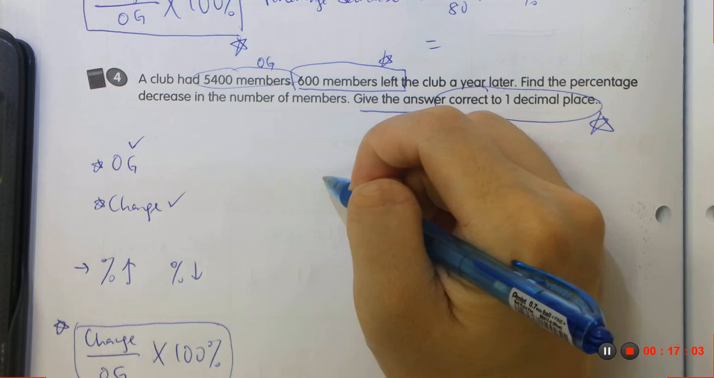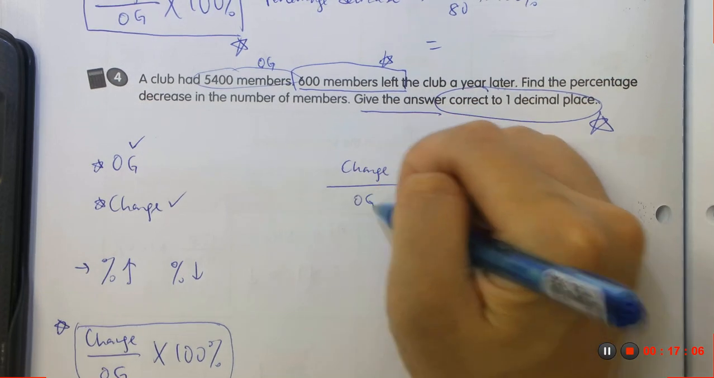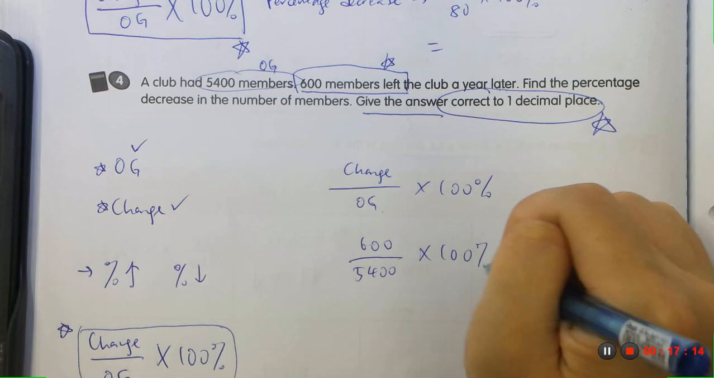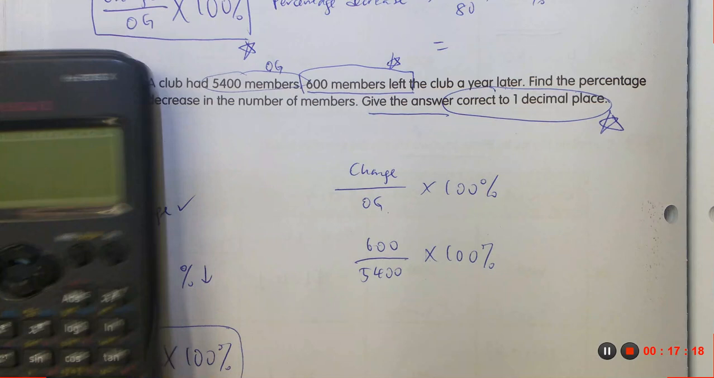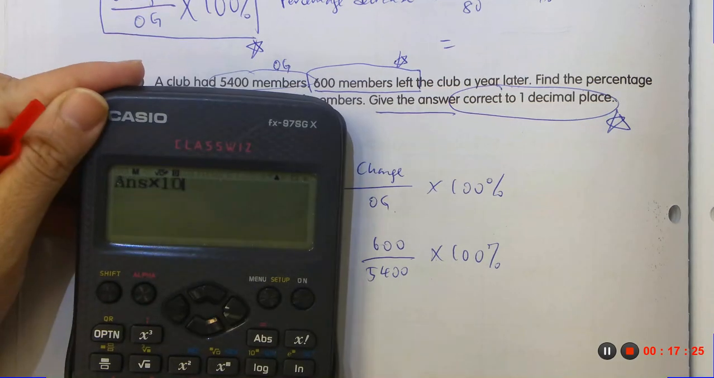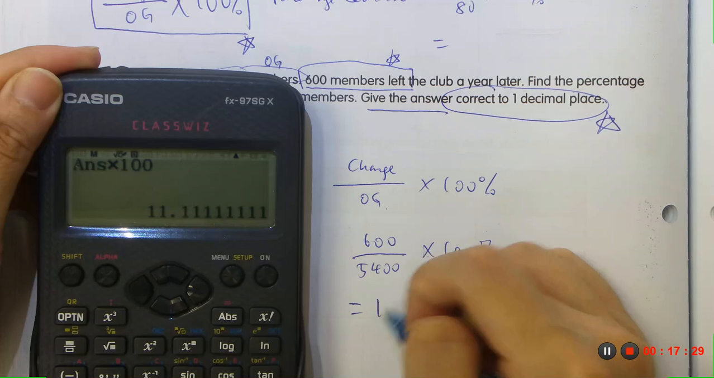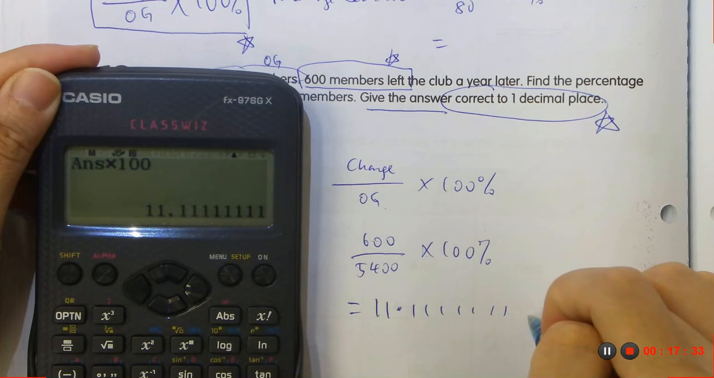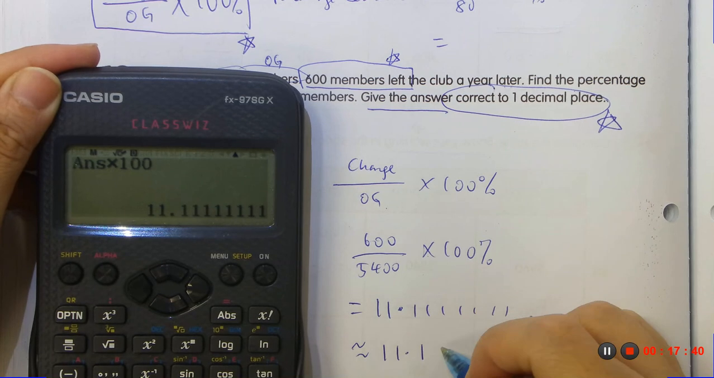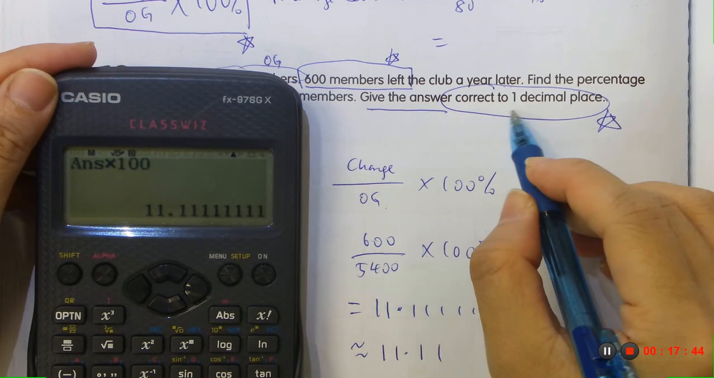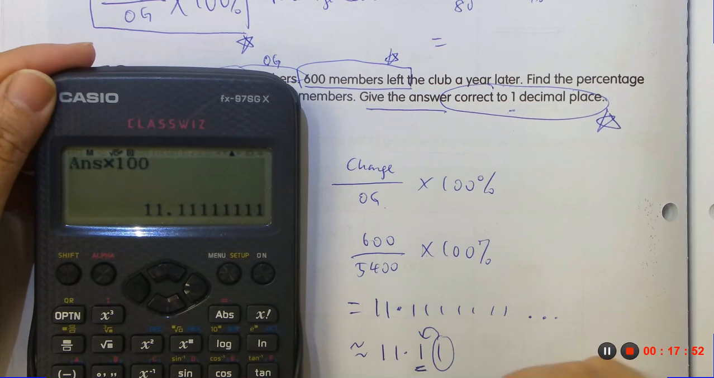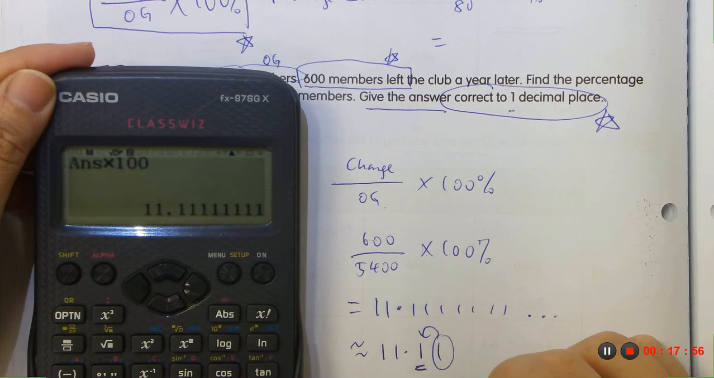So the decrease is, I put the change out of the original times 100%, is 600 out of 5,400 multiplied by 100%. I will get 600 divided by 5,400, that gets me 1/9. And then after that I times 100, change it to a decimal, I get 11.111111, and goes on and on and on. I can first round it off to 11.11, 2 decimal places, because he wants 1 decimal place. This step is not even necessary. I can just go straight to correct to 1 decimal point. So I look at this and then I decide it's 11.1 (corrected to 1 decimal place).